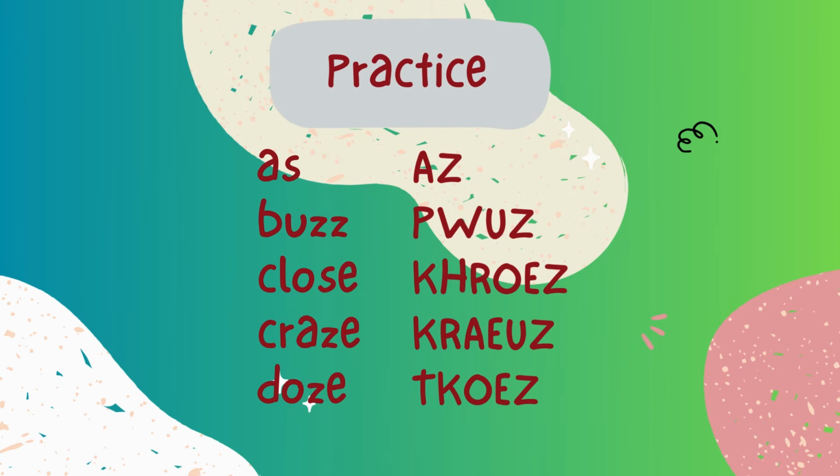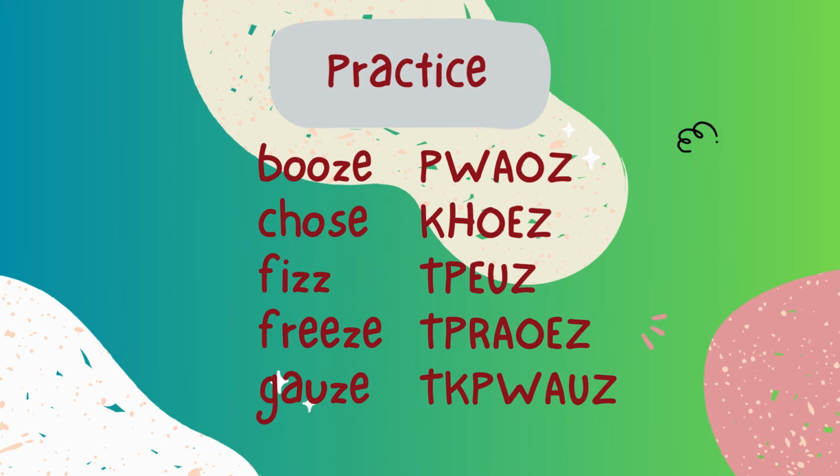Okay, let's have a practice. As: A and final Z. Buzz: initial B, vowel U, final Z. Close: initial K, L, long O, final Z. Craze: initial K, R, long A, final Z. Dose: initial D, long O, final Z. Then booze: initial B, diphthong O, final Z. Chose: initial KH, long O, final Z. Fizz: initial F, vowel I, final Z. Freeze: initial F, R, long E, final Z. Gauze: initial G, diphthong O, final Z.